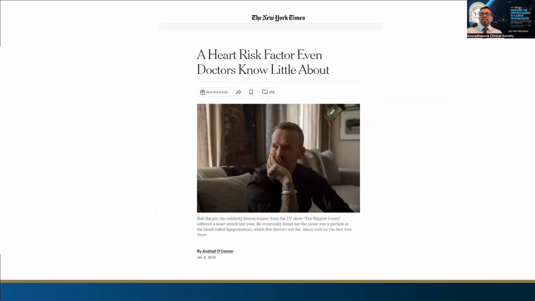Another category, which was not discussed much in the previous era, is this Bob Harper. He was a CNN activist, I would say. He was a TV programmer, very concerned about health and sports. He was doing all his TV programs, but he had an MI at the age of 45 or so, a young age. So then people looked into that.